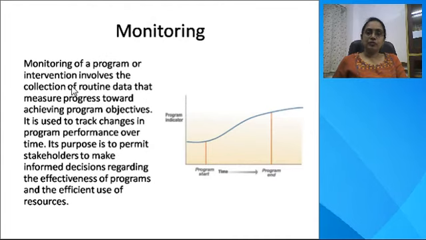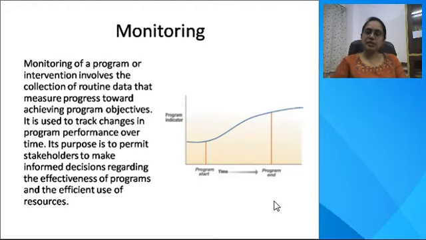Monitoring of a program or intervention involves the collection of routine data. It is the collection of routine data that measures progress towards achieving program objectives. So, as we are going ahead with a particular project, let us take a look at this graph here. What does this graph show? It shows program indicators on the y-axis, and time on the x-axis.